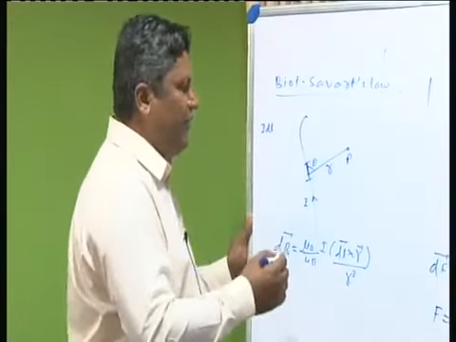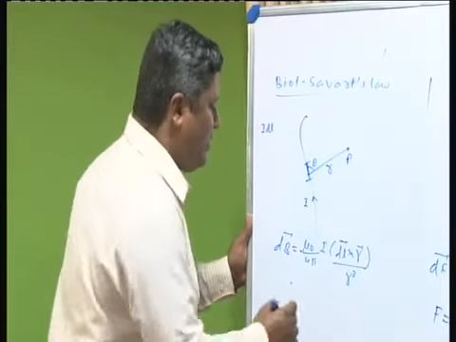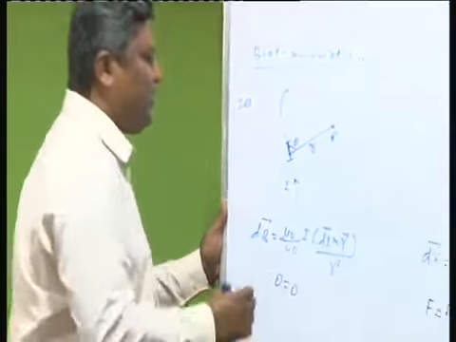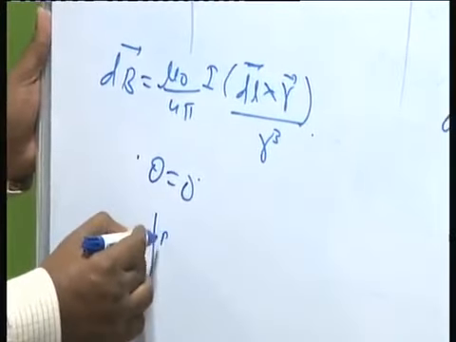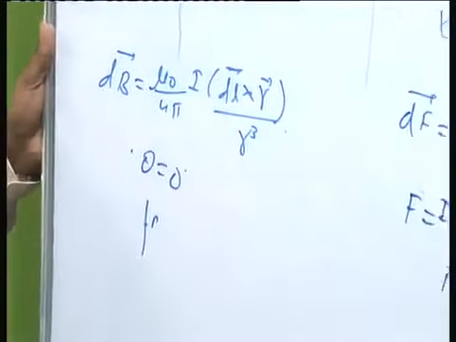So suppose you take theta equals 0. If theta equals 0, that shows the point comes on the element. Okay, the point is on the element. So in this case the magnetic field is 0, that is dB equals 0. So when theta is 0, that is, the point comes on the element, the magnetic field is 0.